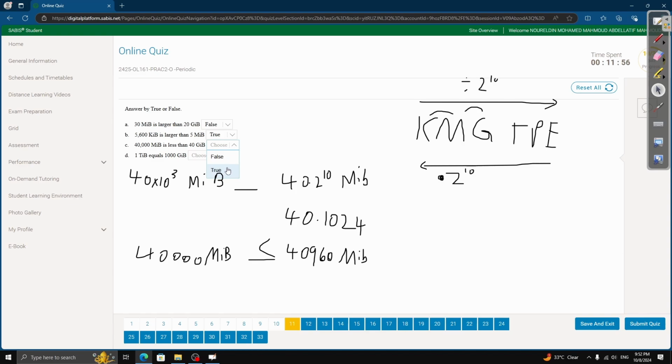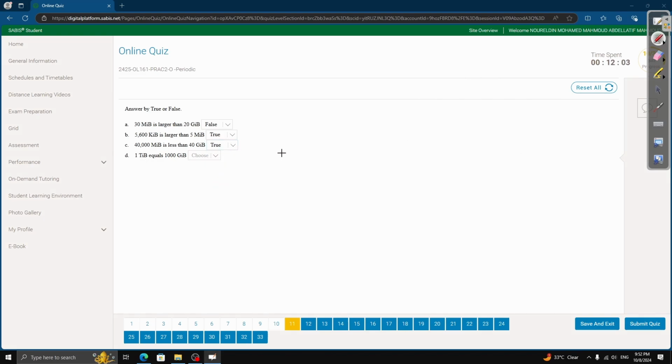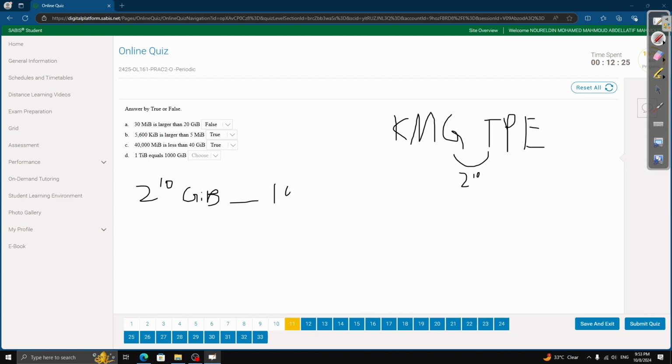It is less than 1 terabyte. 1 terabyte is equal to 1,000 kilobytes. In this way you multiply by 2 to the power of 10. So take one, so this 2 to the power of 10 GiB and 1,000 GiB. This is 1,024 gigabytes and 1,000 gigabytes. This is not equal to that, so this is false.